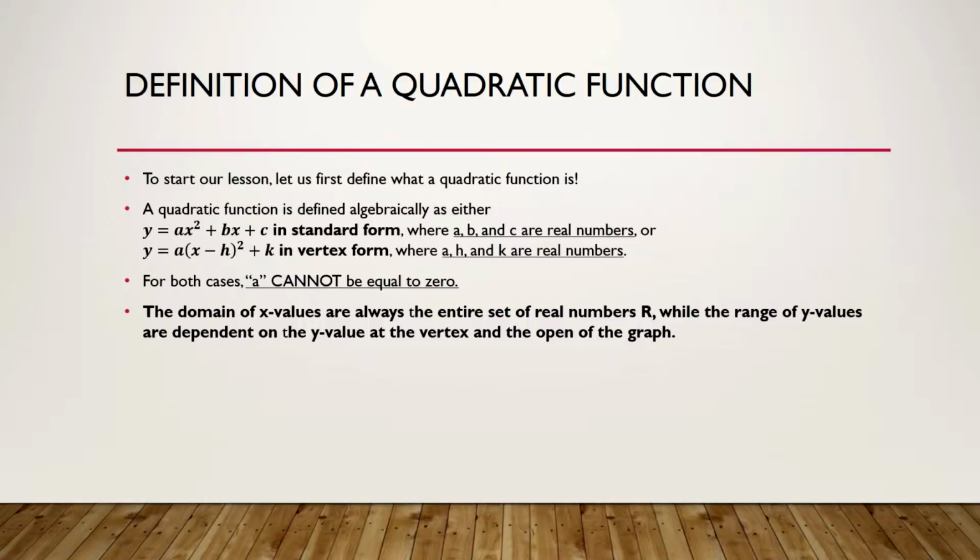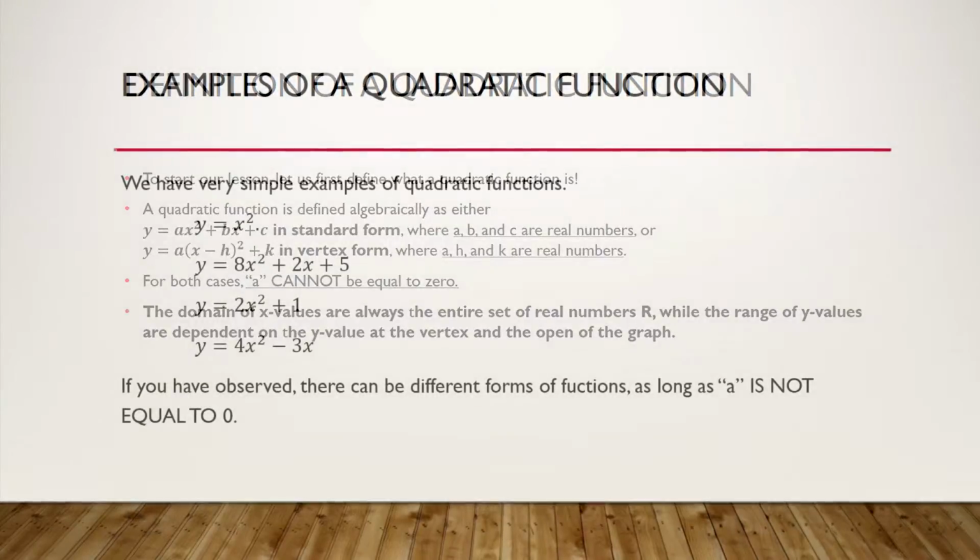The domain of x values is always the entire set of real numbers, while the range of y values is dependent on the y value at the vertex and the opening of the graph. Values at the vertex may be called the graph's maximum or minimum depending on the opening of the graph.